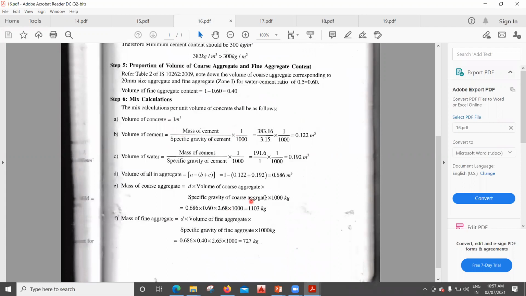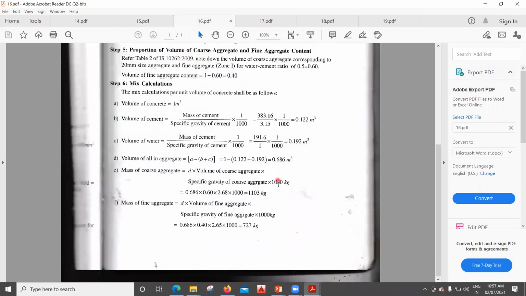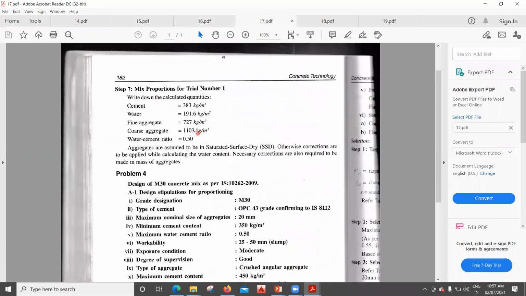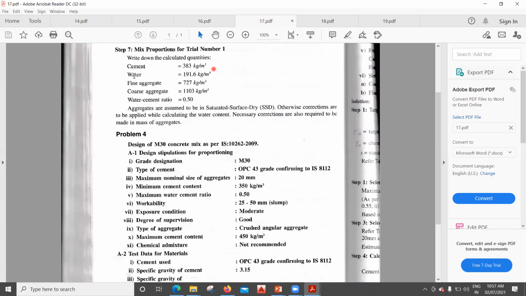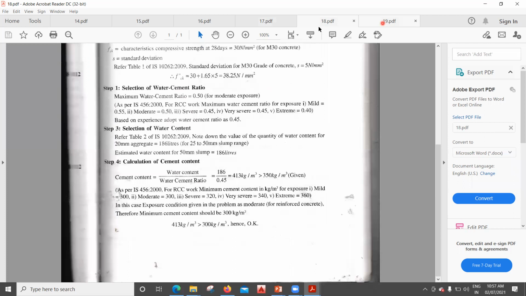Do this calculation, and if you are done with that, you'll get the final answer. They have not written it here. Okay, they have written it here. Therefore mix proportion for the trial will be cement 383, water 191, fine aggregate 727, coarse aggregate 1103, and water cement ratio is 0.5. Similarly, we'll take another problem and finish off. It will not take much time.